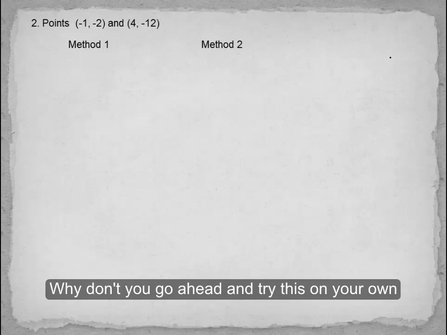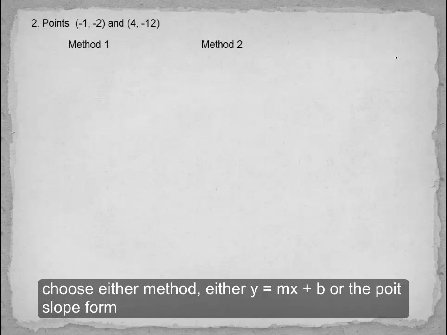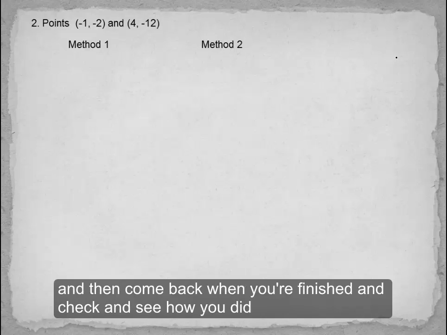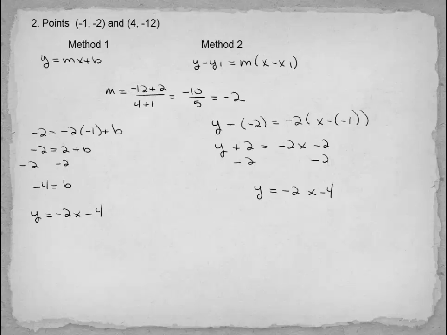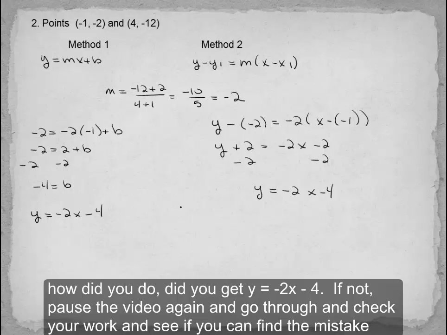Okay, why don't you go ahead and try this on your own. Pause the video. Choose either method, either y equals mx plus b or the point slope form, and then come back when you're finished, unpause the video, and check and see how you did. How did you do? Did you get y is equal to negative 2x minus 4? If not, pause the video again and go through and check your work and see if you can find the mistake.